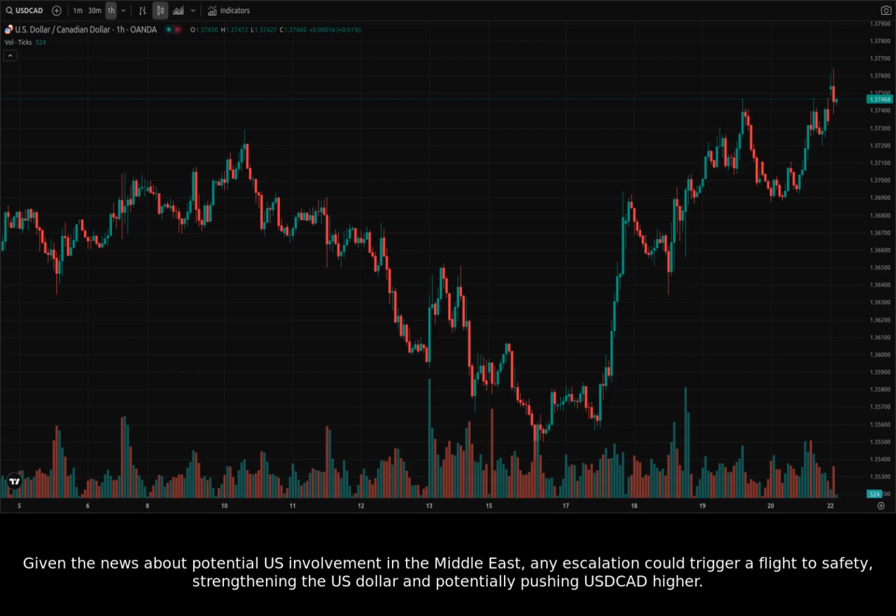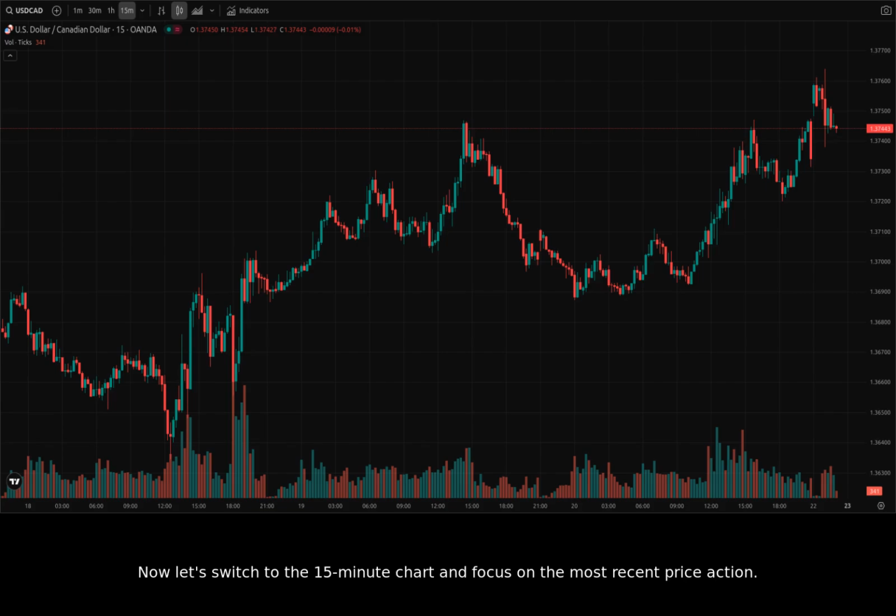Given the news about potential U.S. involvement in the Middle East, any escalation could trigger a flight to safety, strengthening the U.S. dollar and potentially pushing USDCAD higher. Now let's switch to the 15-minute chart and focus on the most recent price action.